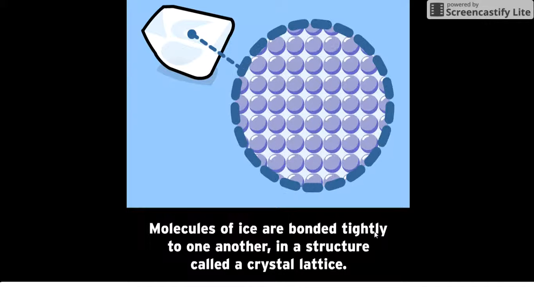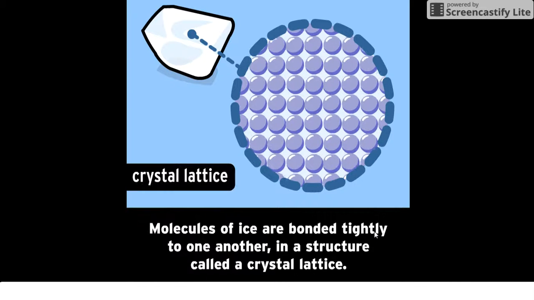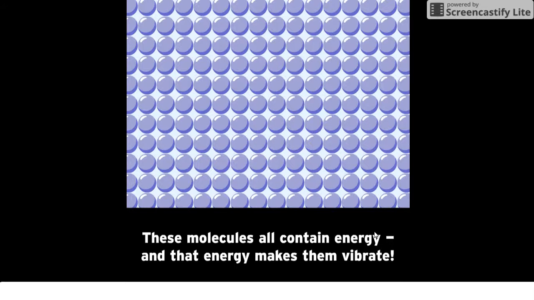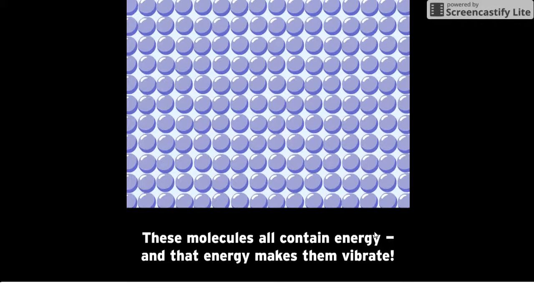Molecules of ice are bonded tightly to one another in a structure called a crystal lattice. These molecules all contain energy, and that energy makes them vibrate.